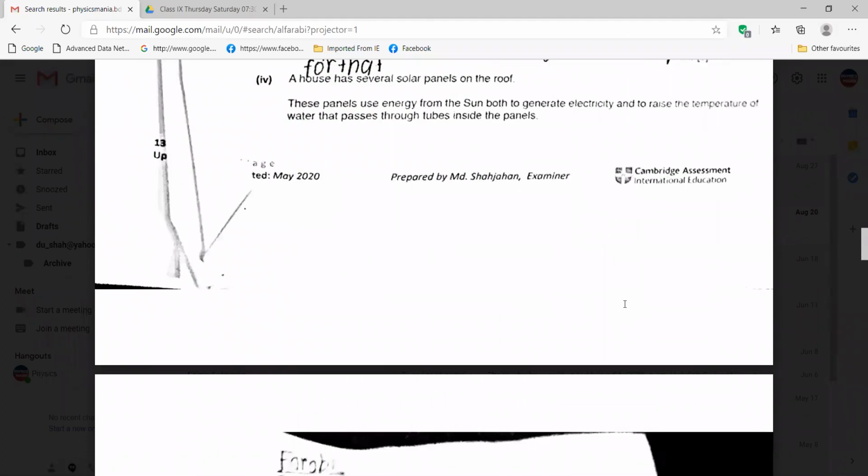A house has several solar panels on the roof. These panels use energy from the sun both to generate electricity and to raise the temperature of water that passes through the tubes inside the panel.